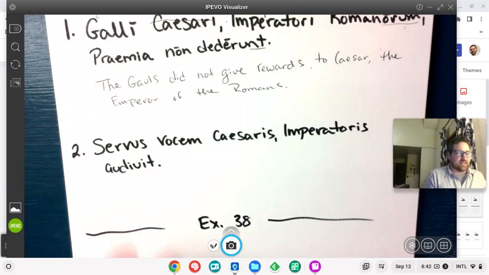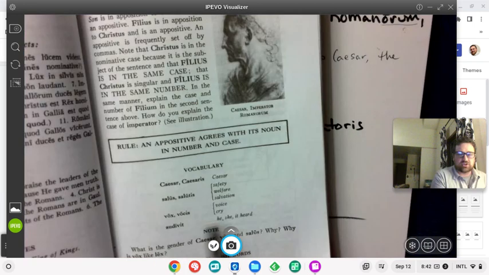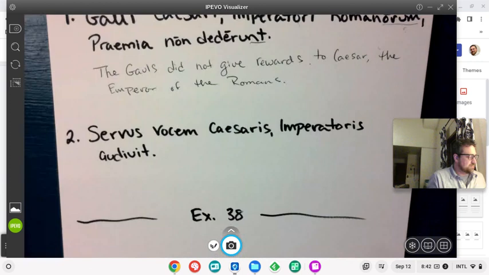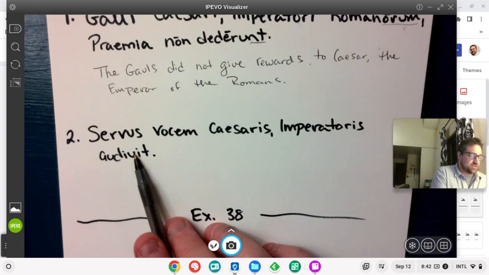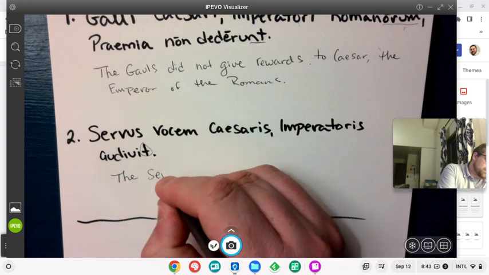Next sentence. Servus vocem Caesaris imperatoris audivit. And just to refresh, audivit means he, she, or it heard. If something is audible, you heard it. Okay, so again, subject and verb. Audivit is a singular person heard. What could be our subject? Something in the nominative and also singular so that it matches our verb. Servus is the only one, so the servant. So the servant heard.